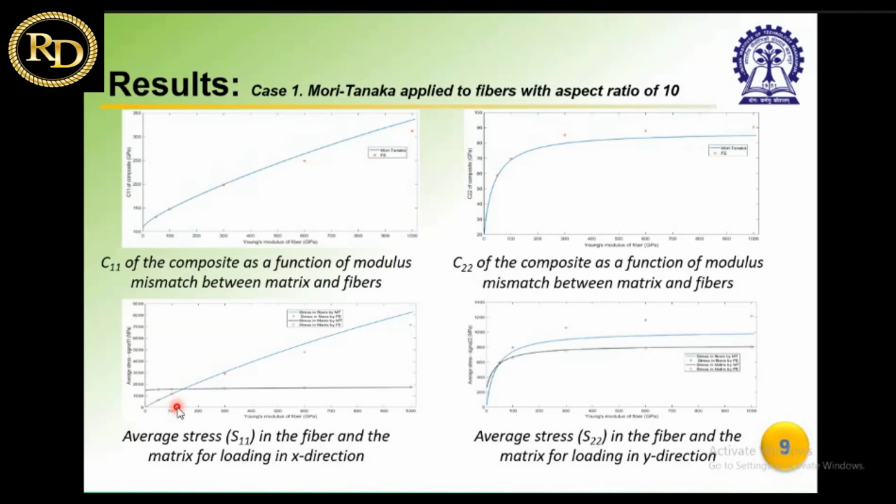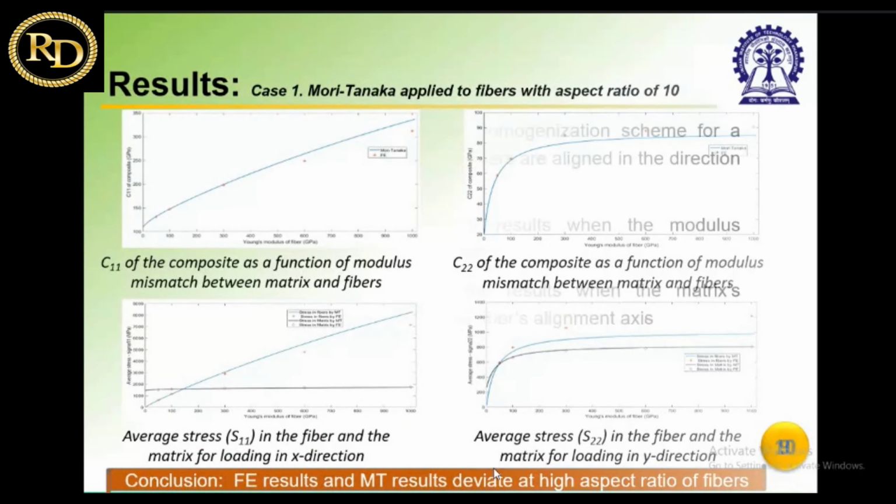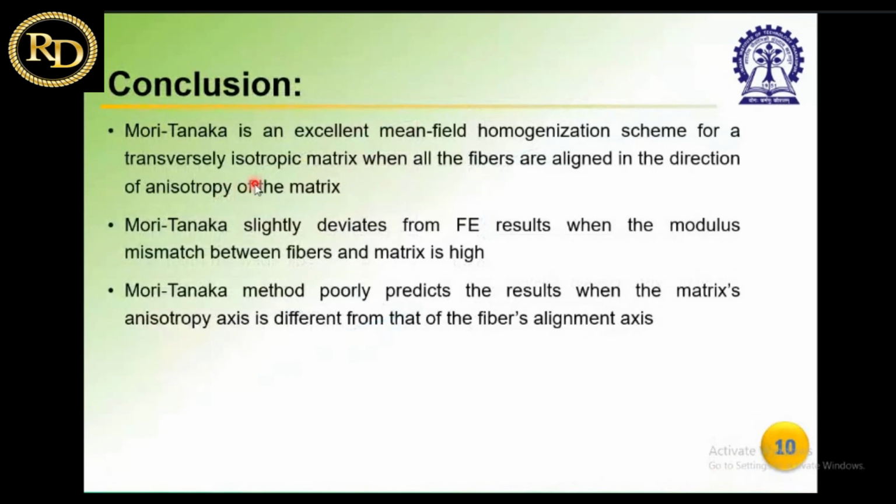And for the similar cases of S11 in the fiber, stresses, and also the effective properties of the overall composite, we can conclude from this result that the FE results and Mori-Tanaka results deviate at higher aspect ratio of the fiber. So we can conclude from our study that Mori-Tanaka is an excellent mean field homogenization scheme for a transversely isotropic matrix when all the fibers are aligned in the direction of the anisotropy of the matrix.